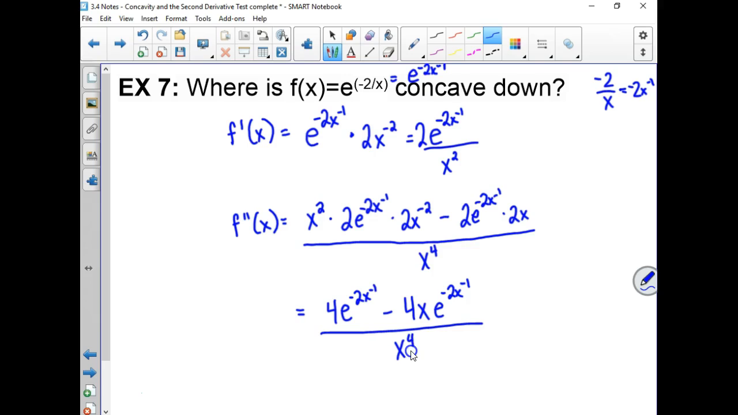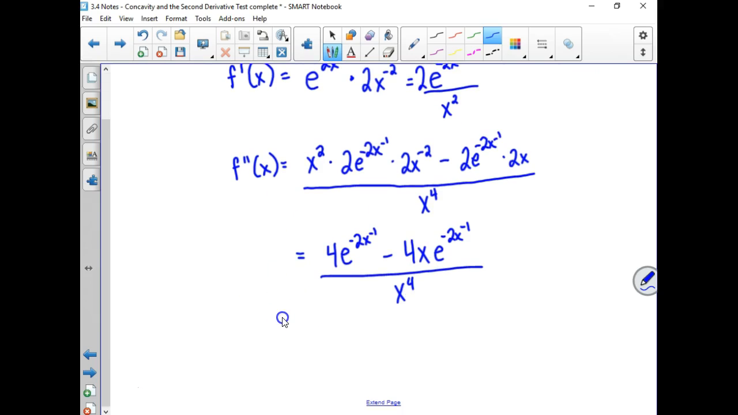And it will be easier to do this problem if you factor out that e to the negative 2x to the negative 1. And I'm going to go ahead and take a 4 with it. 4e to the negative 2x to the negative 1 times 1 minus x, all over x to the 4th.